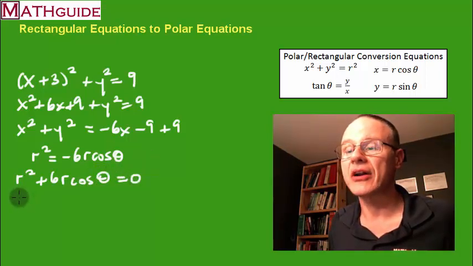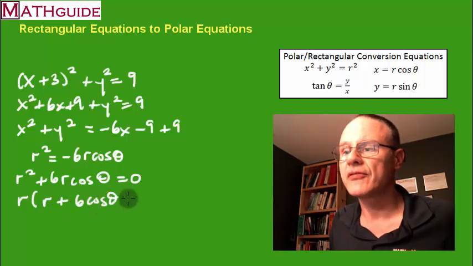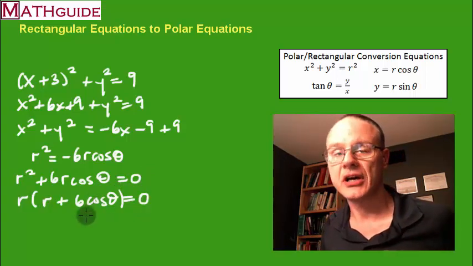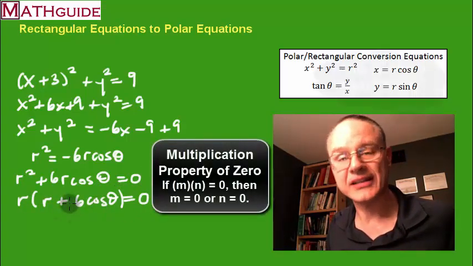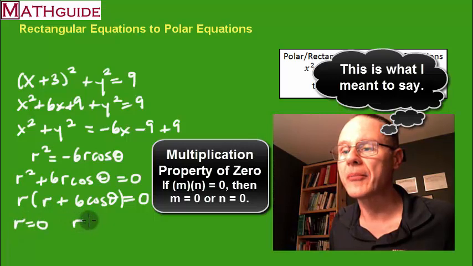I'm going to factor out an r. Why? Well, because there's an r in common. So if you factor out the r, this is what you get. Now if I have two factors whose product is equal to 0, I can set each factor equal to 0. Yep, it's the multiplication property of 0. Product property of 0 goes by many names.